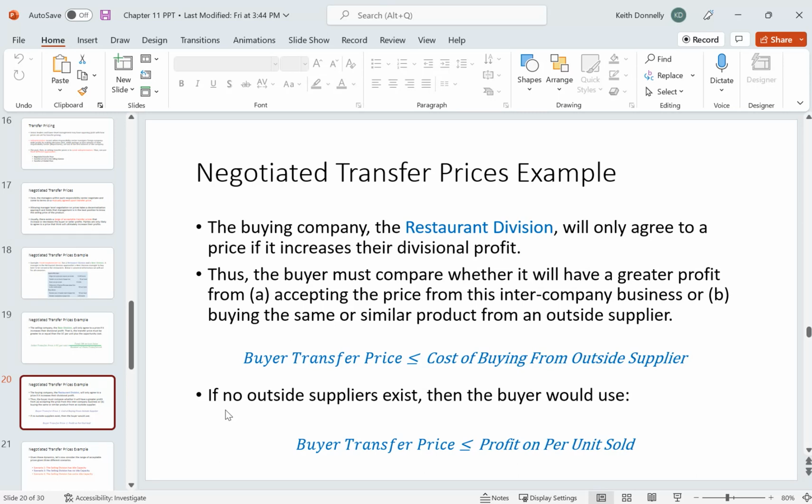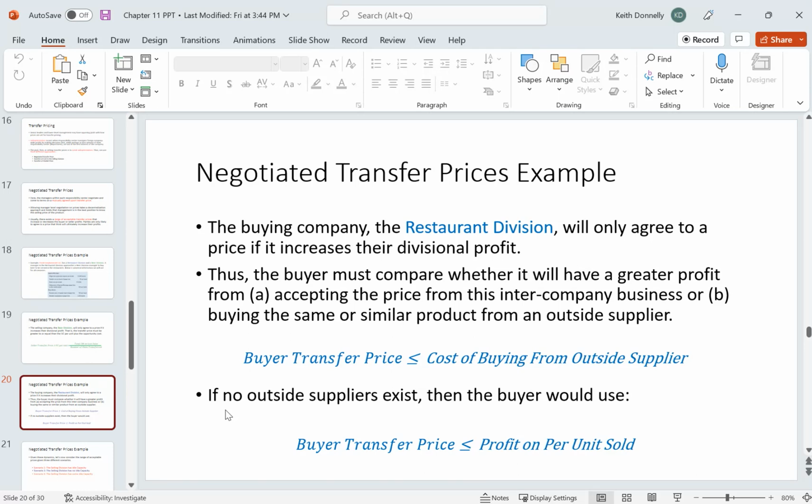Now, from the buying division, the restaurant division, they're only going to agree to a price if it increases their divisional profit as well. They're only going to agree to a price if it makes sense for them, both parties. In this way, the buyer has to compare whether it'll have greater profit from buying it internally, accepting that price, or buying the same or similar product from an outside supplier. So the buyer's transfer price has to be less than or equal to the cost of buying from an outside supplier. In other words, they're not going to pay $50 for something internally if they can go buy essentially the same thing on the open market for like $30. That doesn't make sense, right?